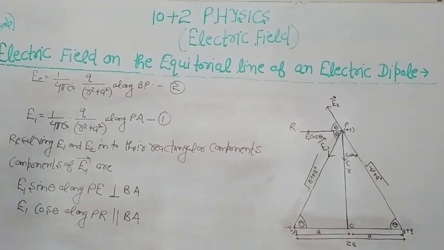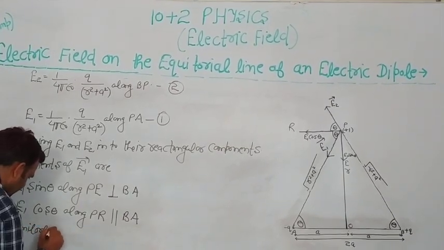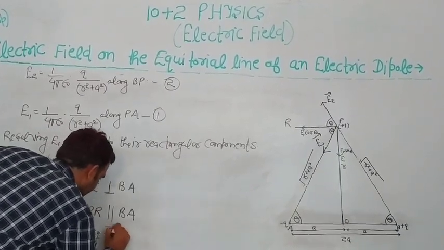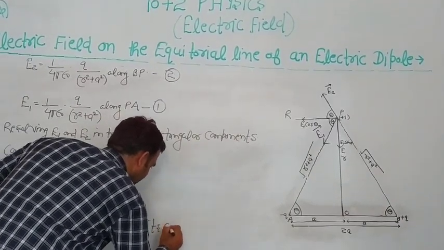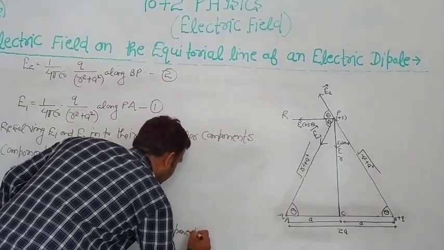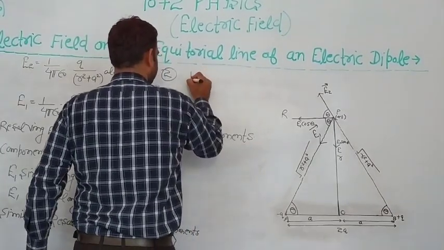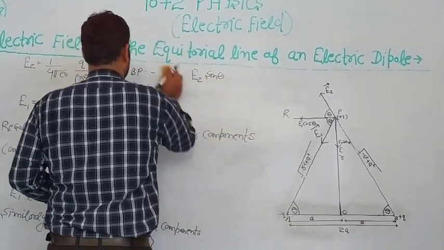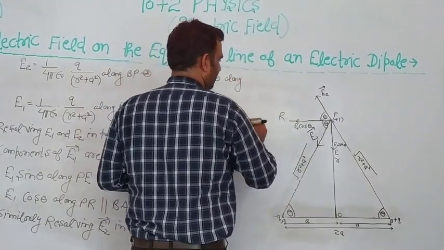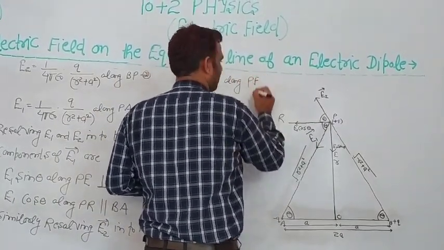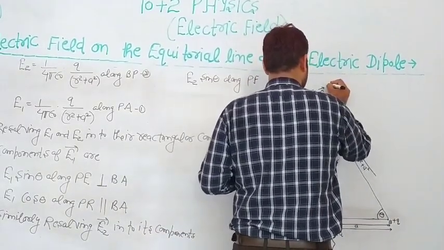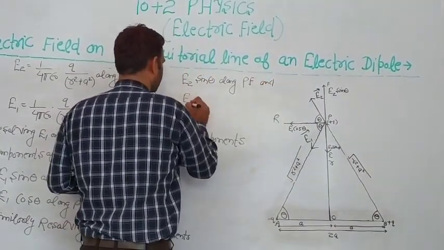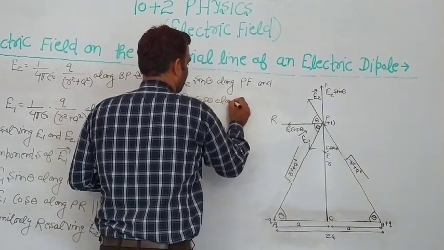Similarly, resolving E2 into its components, we get E2 sin theta along PF, and E2 cos theta along PR.